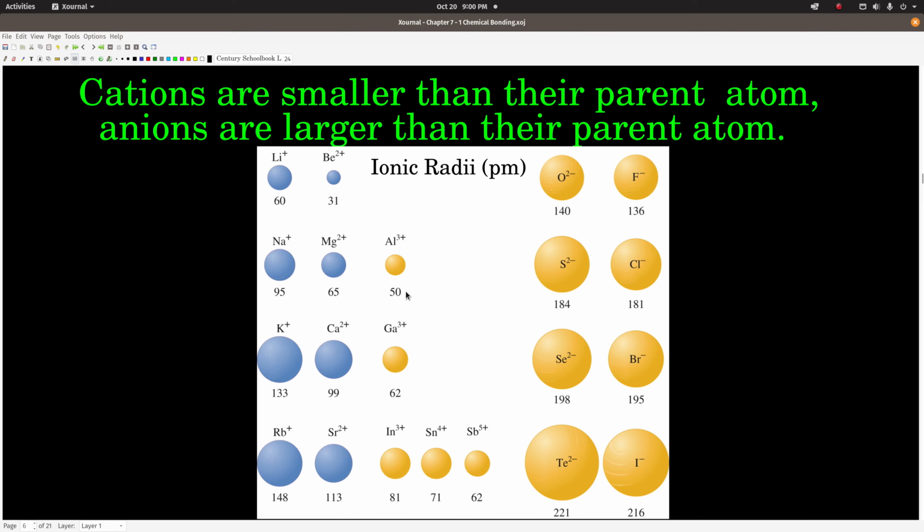And this is just because of effective nuclear charge. In the cations, there's less shielding because there's one less electron, and so we have a greater effective nuclear charge on the remaining electrons, and they get pulled in closer. So likewise over here, when we add electrons, we increase the repulsion, or the shielding, same thing, and so now there's less effective nuclear charge felt by the outer electrons, and they expand out, become bigger.